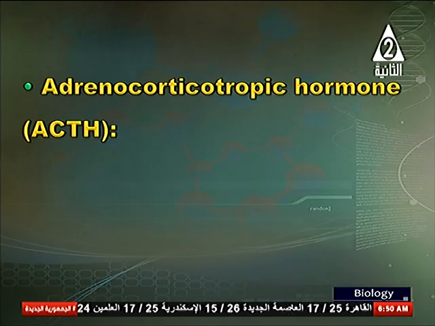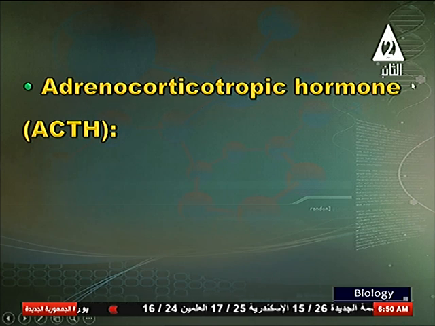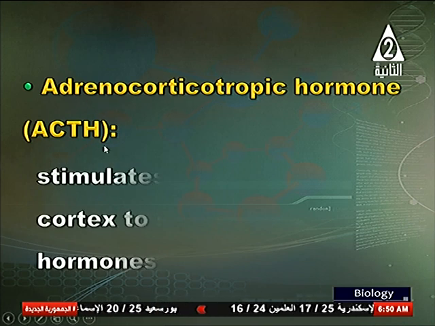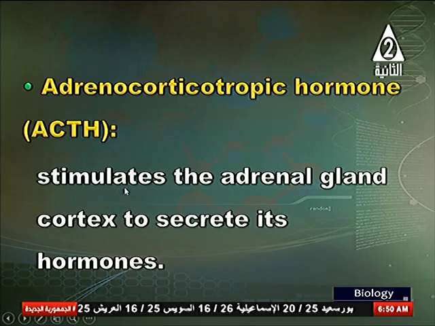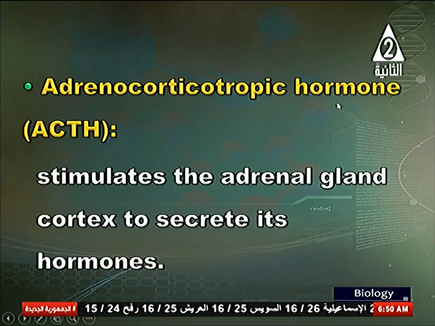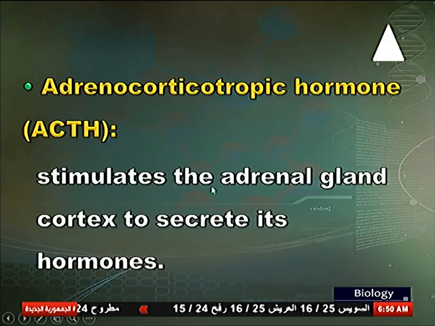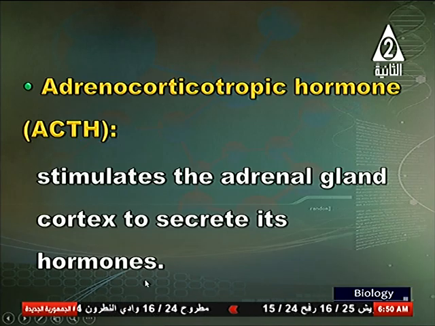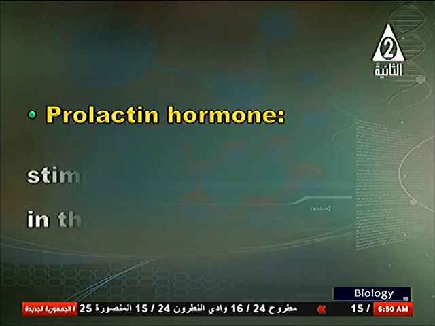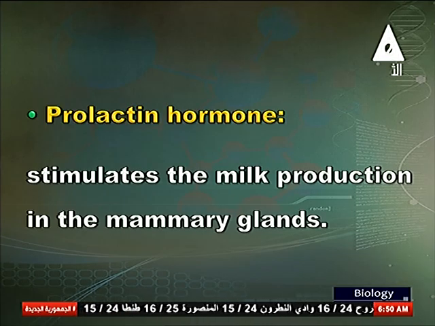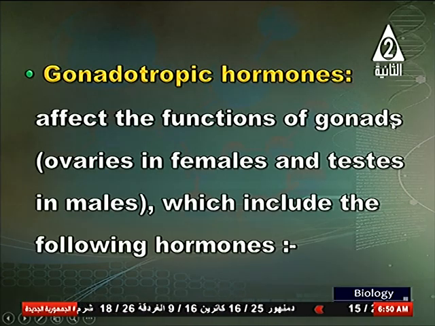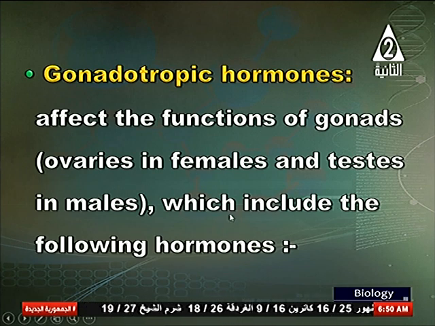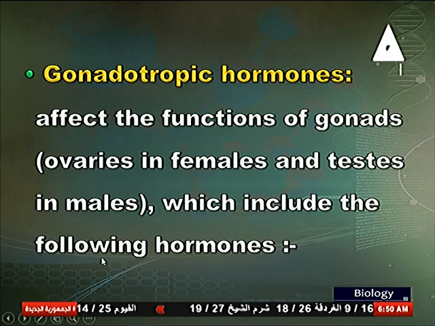Adrenocorticotropic hormone, it is a long name, ACTH, which stimulates, do you notice? Stimulates all the time. Adrenocorticotropic hormone stimulates the adrenal gland cortex to secrete its hormones. Prolactin hormone also stimulates milk production in the mammary glands during breastfeeding, okay? Gonadotropic hormones affect the function of gonads, ovaries in females and testes in males, which include the following hormones.